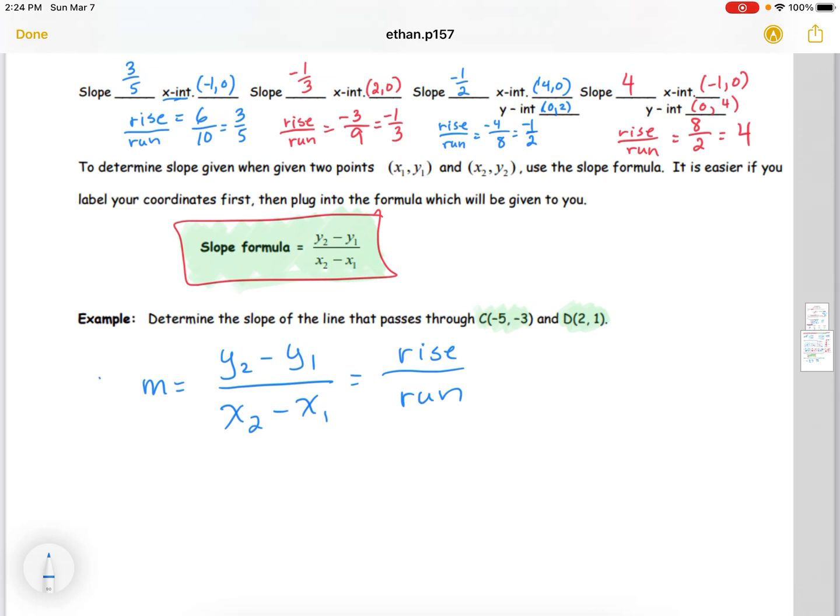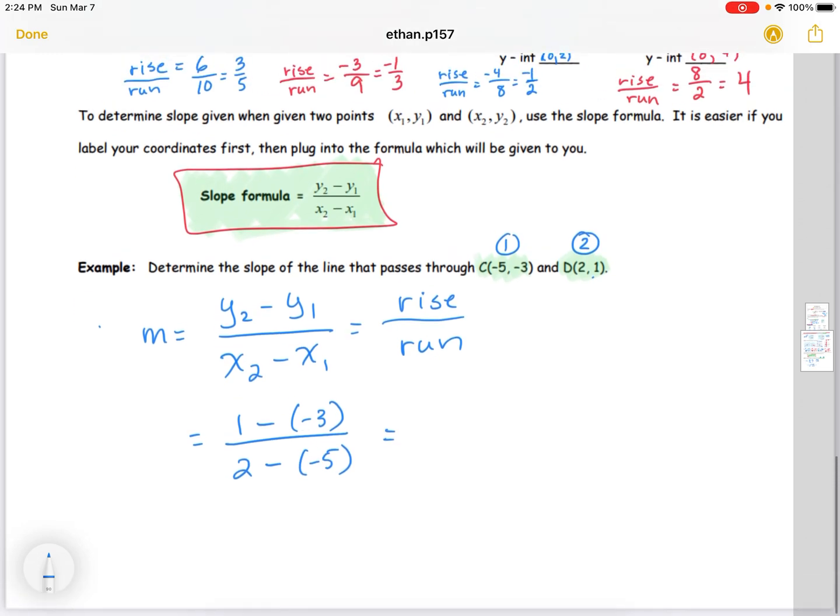So if I have my points here, C and D, doesn't matter which one, I'm going to say that this is point 1 and this is point 2. And then I just substitute them in. So if this is point 2, D, my y2 is 1 minus my y1 is -3. Now notice I've got a minus and negative. I'll deal with that in a minute. My x2 is 2 minus my x1 is -5.